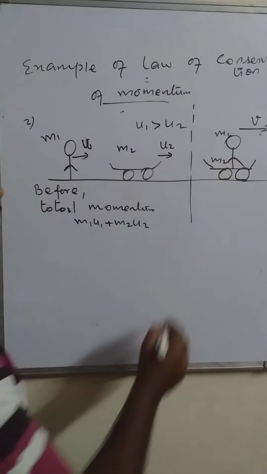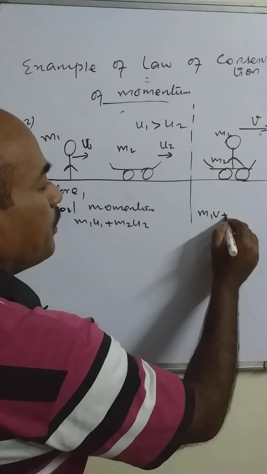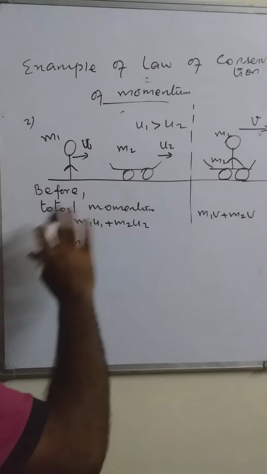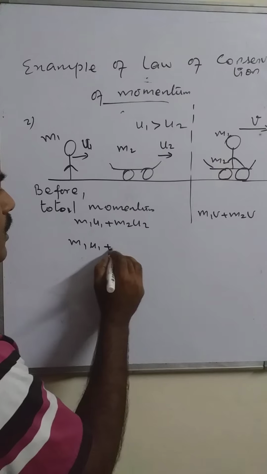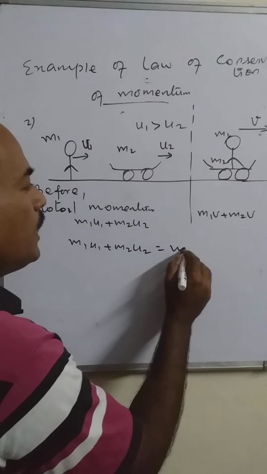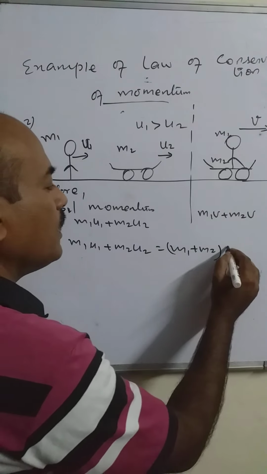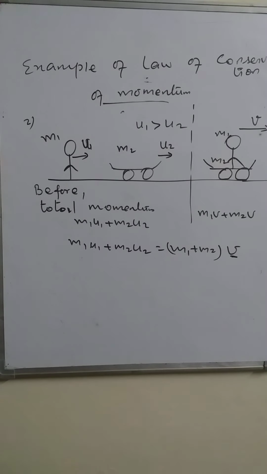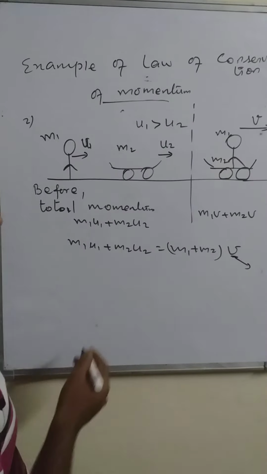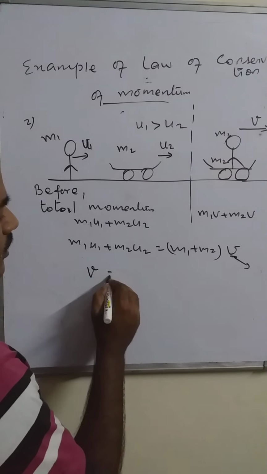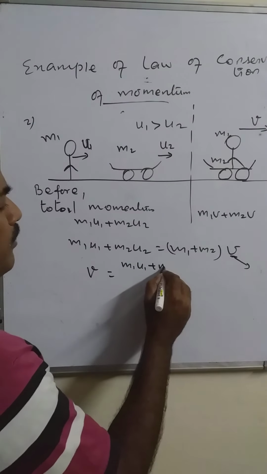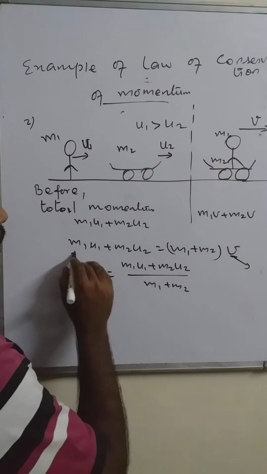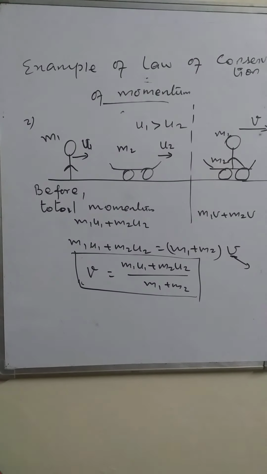After jumping, the total momentum you can write as m1 v plus m2 v. Since no external unbalanced force is applied, m1 u1 plus m2 u2 is equal to m1 plus m2 into v. This v is the velocity with which both are moving together, and that we call the common velocity. So from this we can find the common velocity: v equals m1 u1 plus m2 u2 upon m1 plus m2. This is also an example of the law of conservation of momentum.